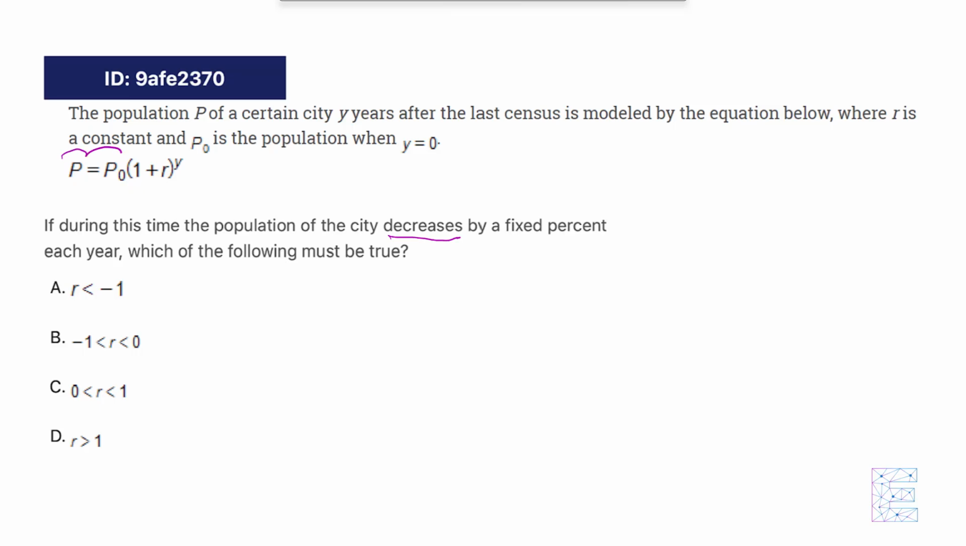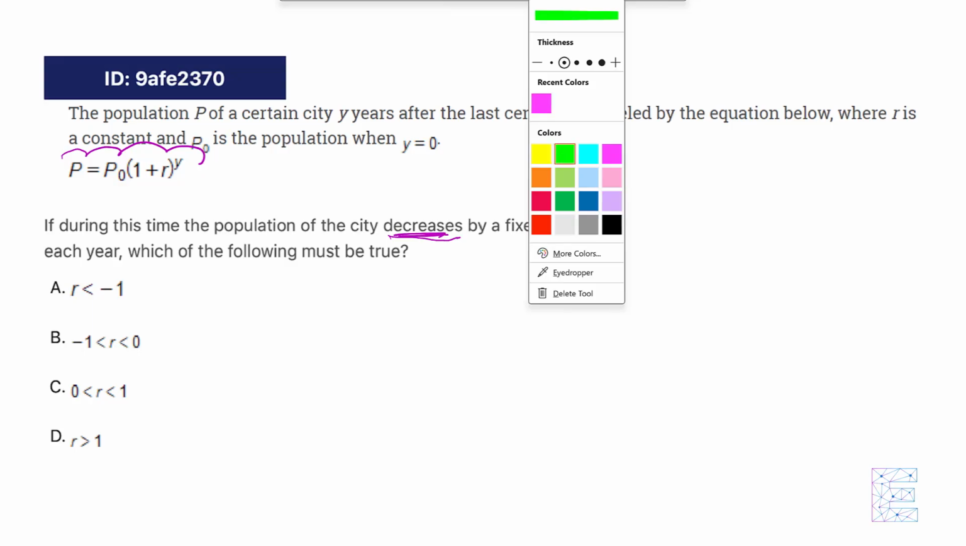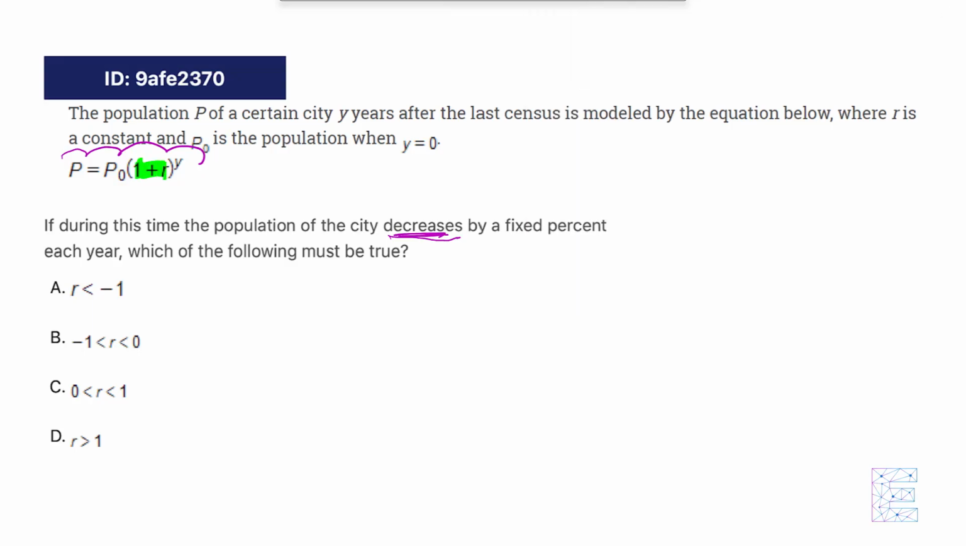Looking at this equation clues us in that this is an exponential function. And it's talking about a decreasing exponential function. So that means we're looking at a decay function. You will recall that growth or decay is determined by the value of what's between the parentheses. So because we have 1 plus r in here, and it's talking about decreasing, what's in the parentheses must be between 0 and 1.